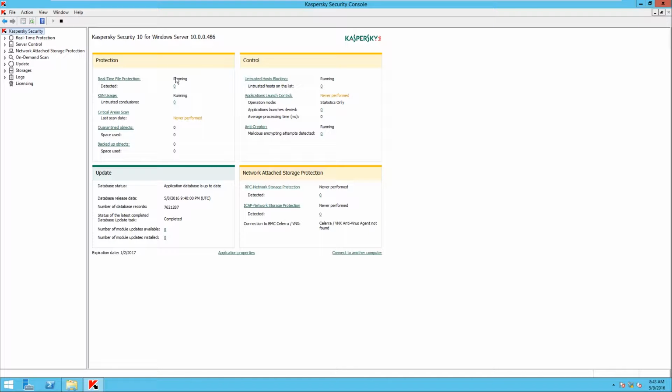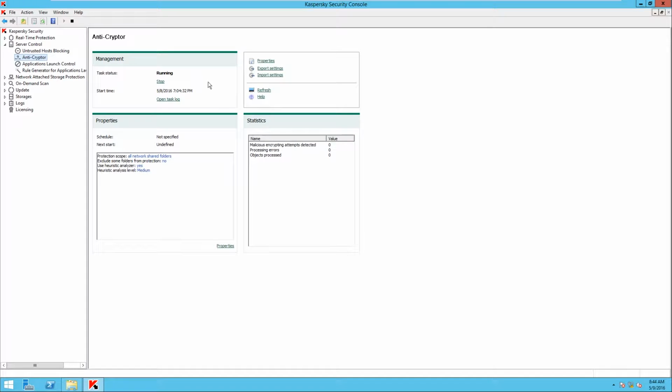Here we have our server running Kaspersky Security 10 for Windows servers. The key components in this solution for dealing with ransomware are Anti-Cryptor and the untrusted host blocking component. Anti-Cryptor is based on an algorithm which uses behavioral analysis to detect and protect shared folders from encryption activity. Untrusted host blocking is used to restrict access of the attacking node to the network shares on the server when any malicious activity is detected, whether the activity is reported via the real-time file protection or Anti-Cryptor engines.